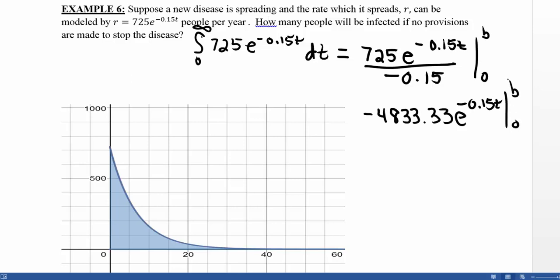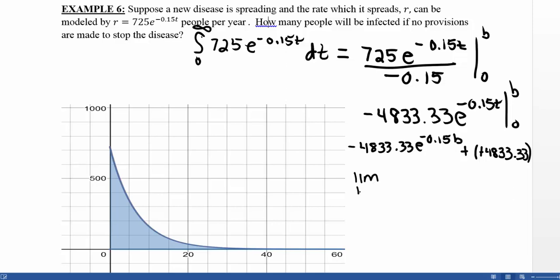So now we're going to plug in our upper bound minus our lower bound. So that's going to give us negative 4,833.33 e to the negative 0.15 b minus negative 4,833.33. Now, what happened to the e term? Well, when I plug in a 0 into the e term, I get e to the 0, which is 1. So 1 times that constant in front leaves us with just that constant. Again, notice that I have minus a negative. Those will cancel.